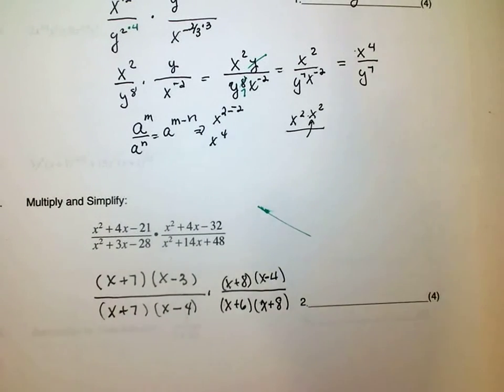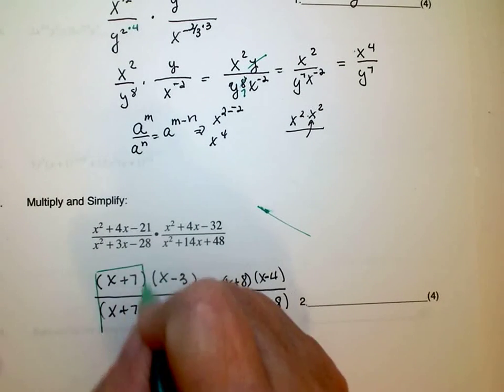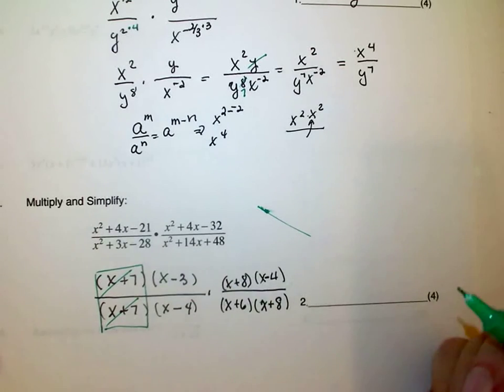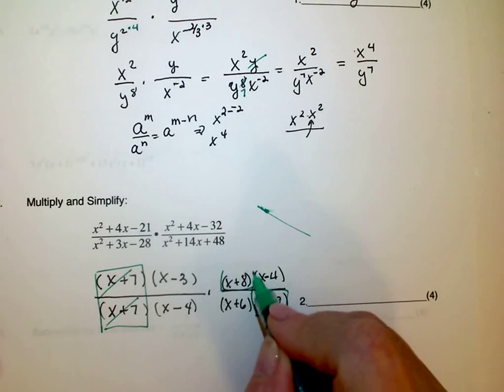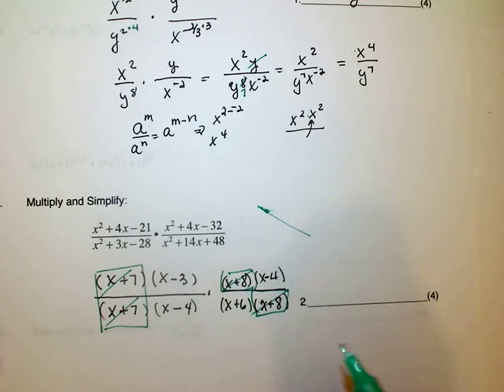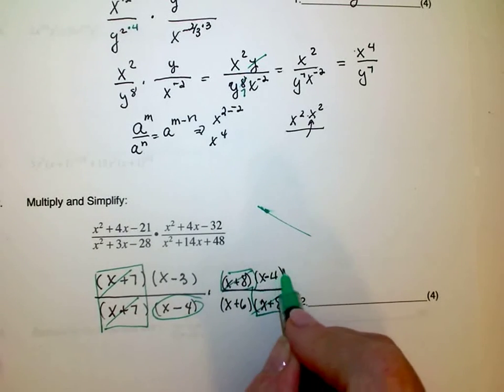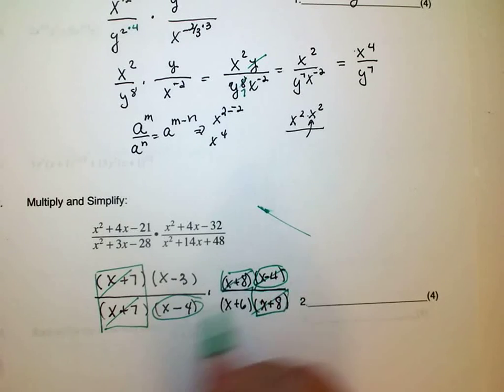Now I can start reducing out. This forms a 1, so these guys go. This forms a 1 because of the plus 8, so that goes. This is an x minus 4, this is an x minus 4, so that goes. And what's left standing is x minus 3 divided by x plus 6.